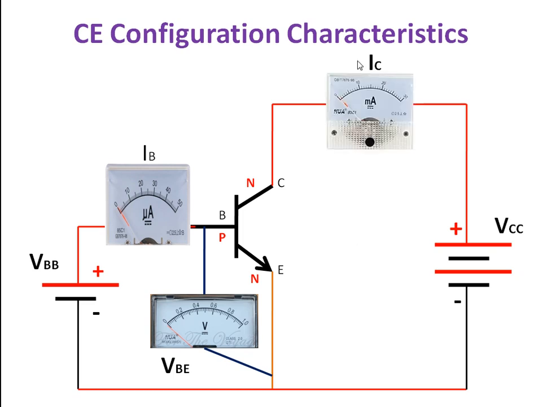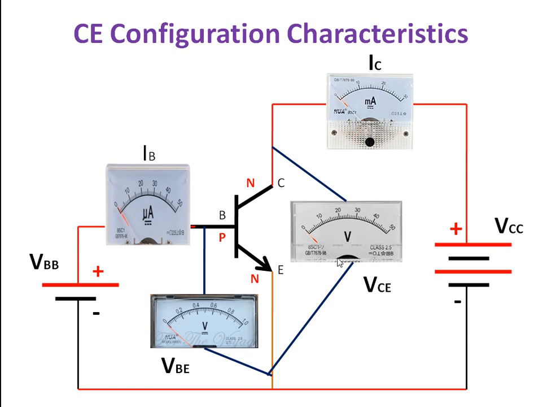To measure the collector current, I am using 0 to 30 milliampere, because common emitter provides large voltage gain as well as current gain. If I apply microampere of current on the input side, I am able to get milliampere at the output. So the current is amplified about 1000 times.